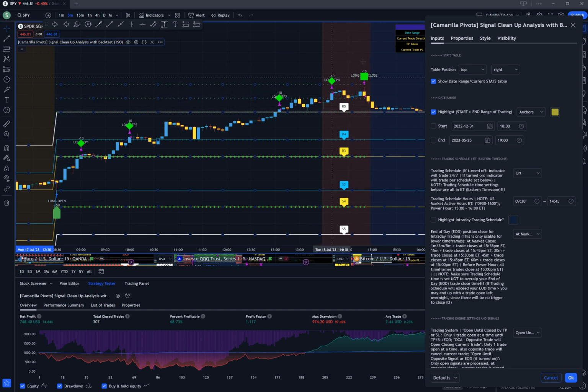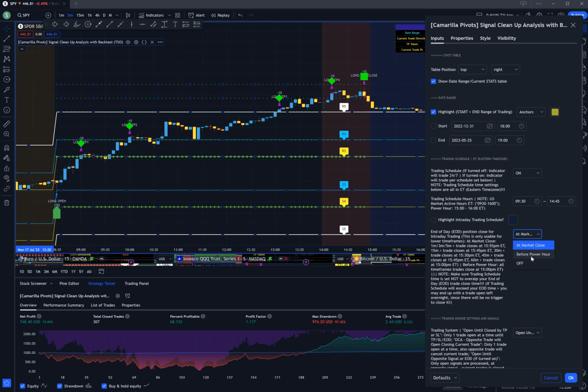However, this algorithm is still going to take profits if it hits, and it's going to close right before the market close. What's important is, if you use end of day position close, make sure the trading schedule hours match your end of day position close. It's explained here as well. Just make sure you do that.